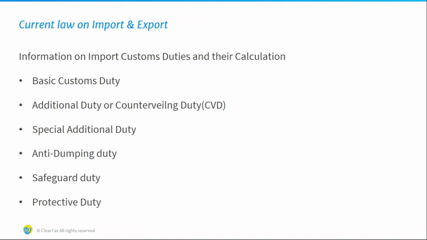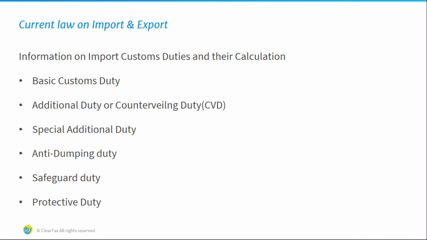If we talk about today, as part of import duties, we have basic customs duty, which we usually refer to as BCD. We have additional duty or countervailing duty, CVD. We have special additional duty. We have anti-dumping duty, safeguard duty, and protective duty. All these duties have been notified with respect to specific provisions.